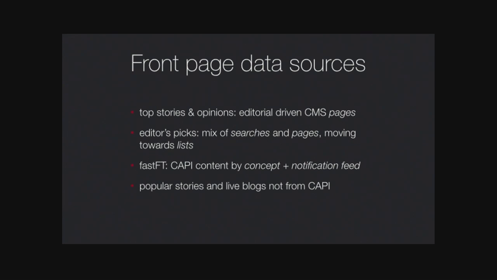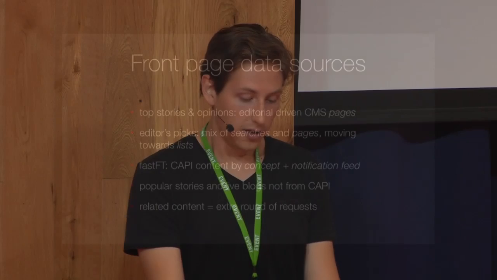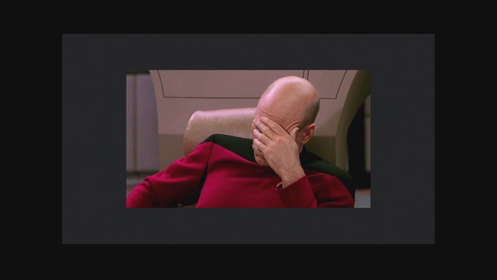Popular stories and live blogs, which are coming soon, are not coming from the C API at all. And then there is the added benefit of having related stories on the top story, which is an extra round of requests that you have to do if you want to show that thing. So that's just painful, right? There is so much stuff going on. You have to fetch from 50 different places.